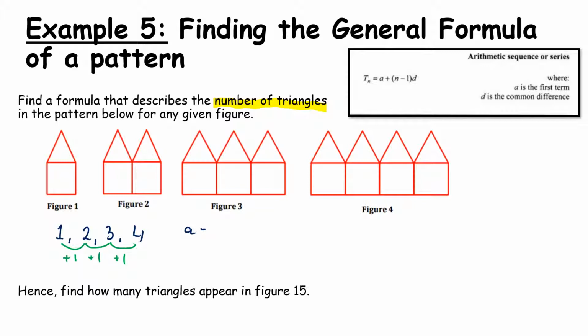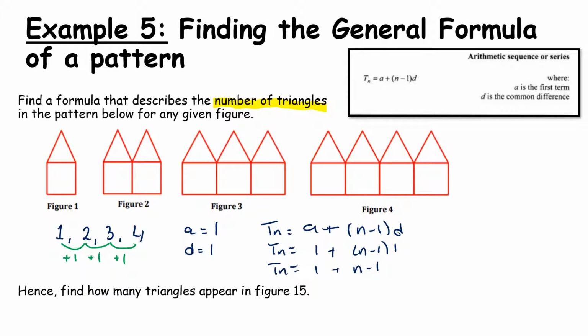So first thing I do is identify my first term. I identify my common difference. I say Tn is equal to a plus n minus 1 times d. So Tn is equal to 1 plus n minus 1 times 1, which is 1 plus n minus 1. So my Tn is simply n.